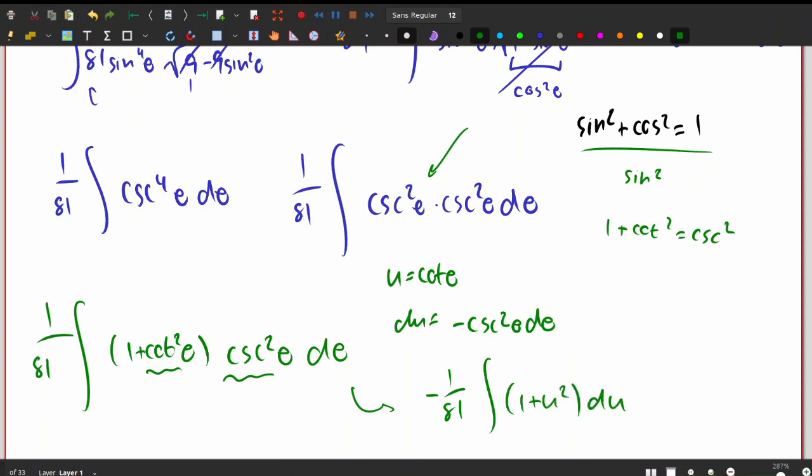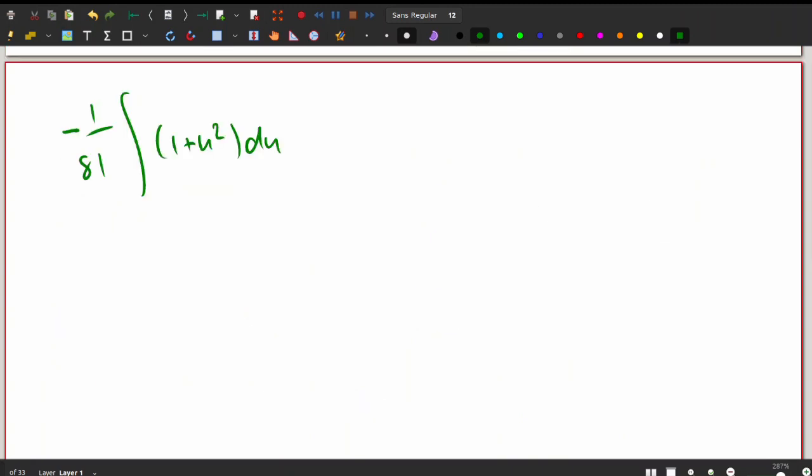Remember, the negative is out here because there was a negative here, but there wasn't here, so we had to add 1. Now this integral is very easy to integrate, so let's just write it. This is going to become u plus u cubed over 3, simply using power rule, all of this divided by negative 81, and now we have to rewrite it in terms of x.